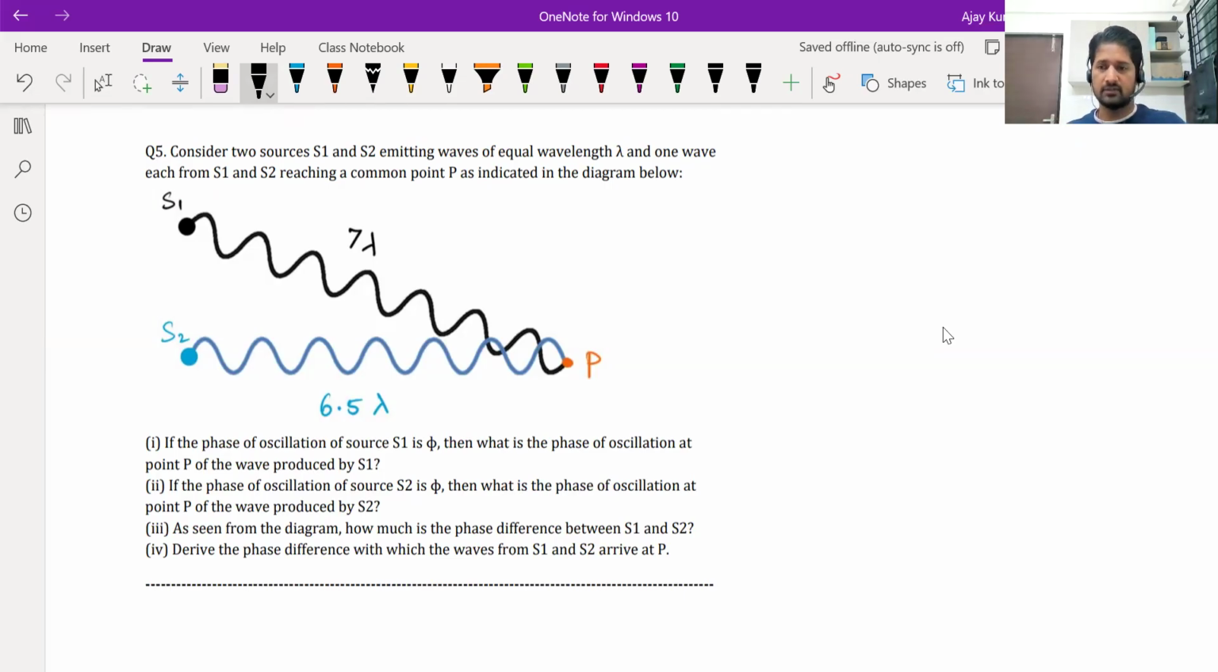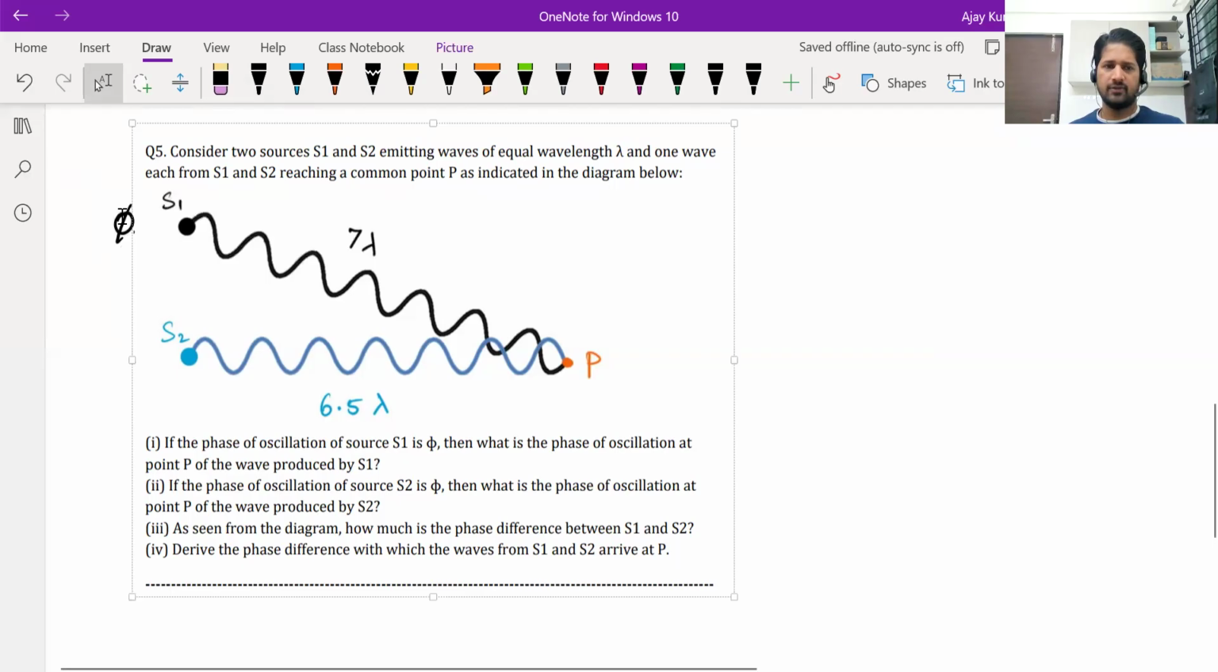Now the sources are emitting waves of the same wavelength, means they have the same frequency. If the phase of oscillation of the source S1 is phi, then what is the phase of oscillation at point P of the wave produced by S1? Can one of you answer this quickly? Source phase is phi, and we know that there is a wave going from that source to the point P. So what will be the phase at point P is the question.